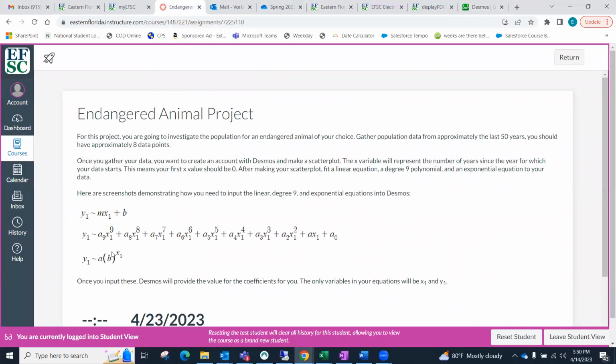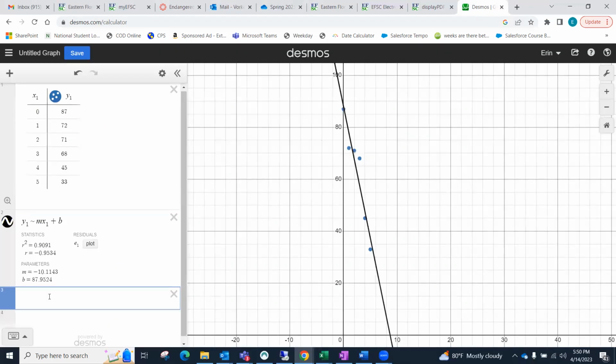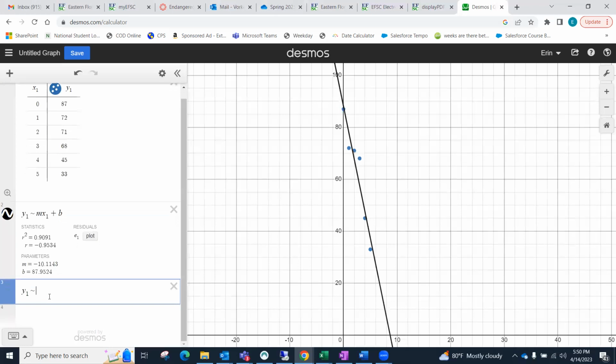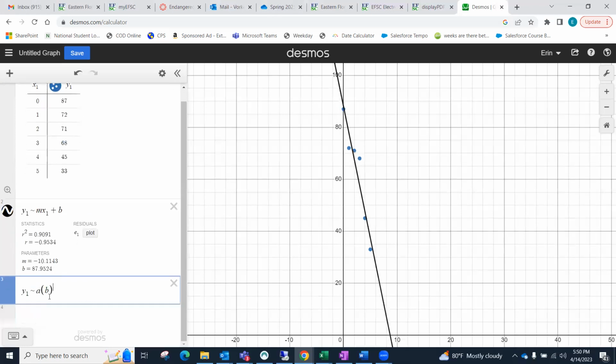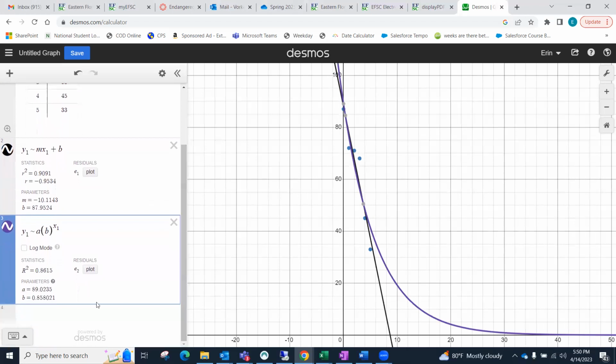The next equation I'm going to do is this exponential equation, y1 tilde a b to the x1. And I use the little caret to put x1 in the exponent. And again, it tells you what a is and it tells you what b is. So you can write out what your exponential equation is.